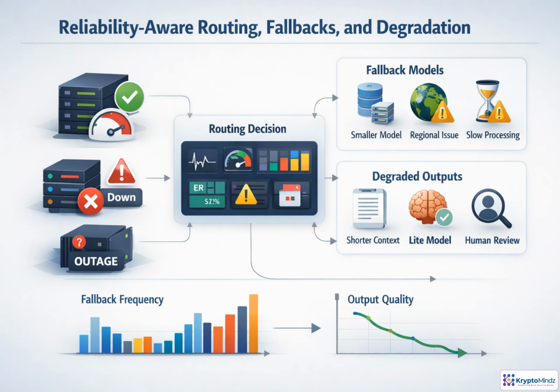Reliability-aware routing treats model selection as a live operational decision, not a static preference. The router should check health signals, latency, error rates, quotas, and provider status before sending traffic. If the primary model is down, slow, or unreliable, a circuit breaker can stop repeated failures and move requests to an approved fallback. When full quality cannot be maintained, degrade deliberately. Use a smaller model, reduce context, delay non-critical work, or send cases to human review. Most importantly, track fallback frequency and output quality separately, so resilience does not become silent quality loss.